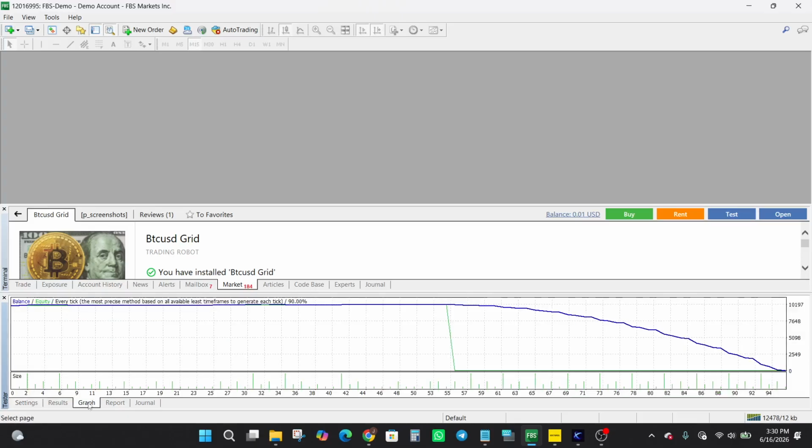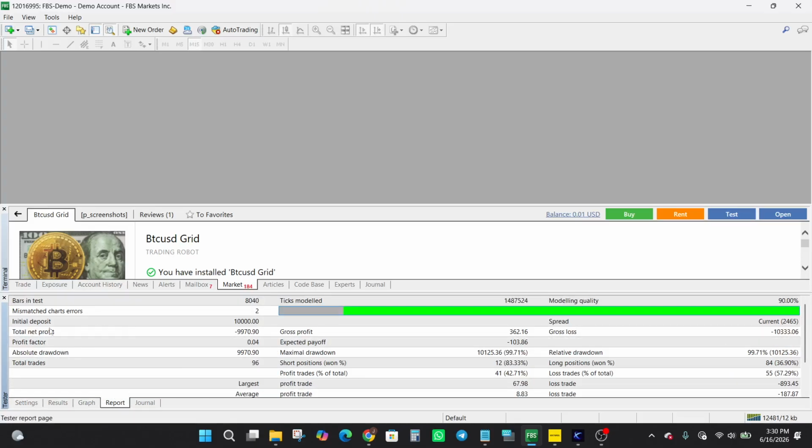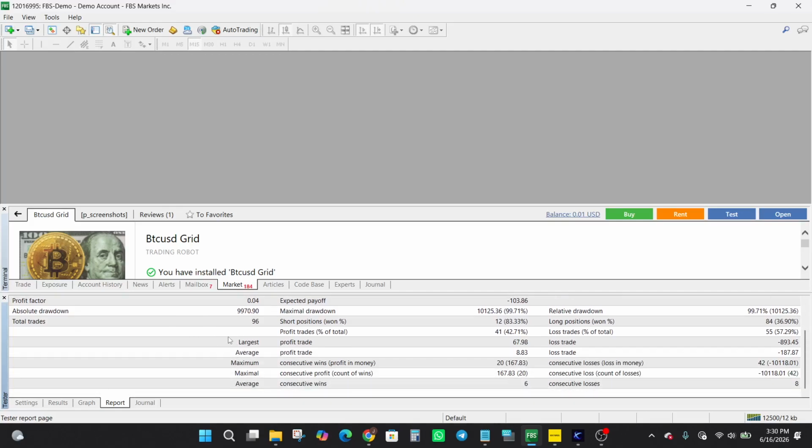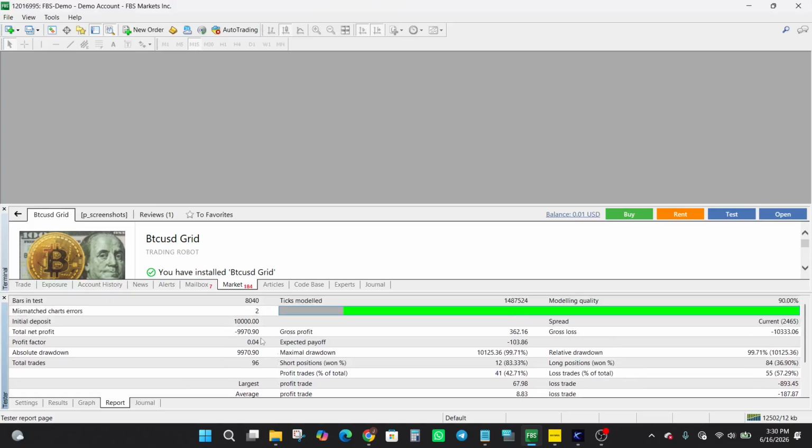Looking at the results over the past month, I can see that from an initial deposit of $10,000, the total net profit was actually negative 9,970.9. So the account almost got blown. Absolute drawdown 9,970.9. So this shows me that, well, it didn't meet expectations.